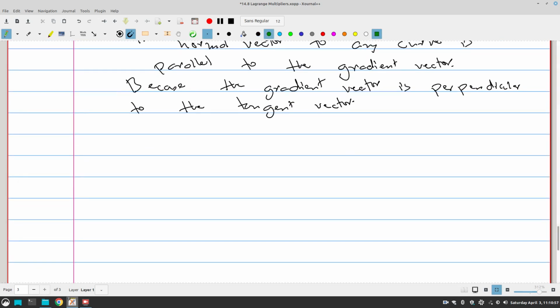in 2 dimensions, r of t is given by x of t and y of t, right? This is a curve in 2 dimensions. In that case, r prime of t, which is a tangent vector, is of course given by dx over dt, comma, dy over dt.